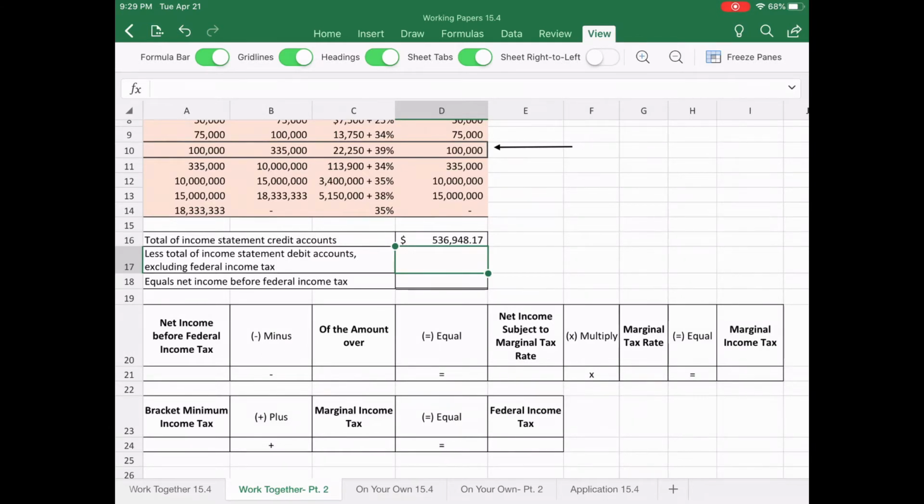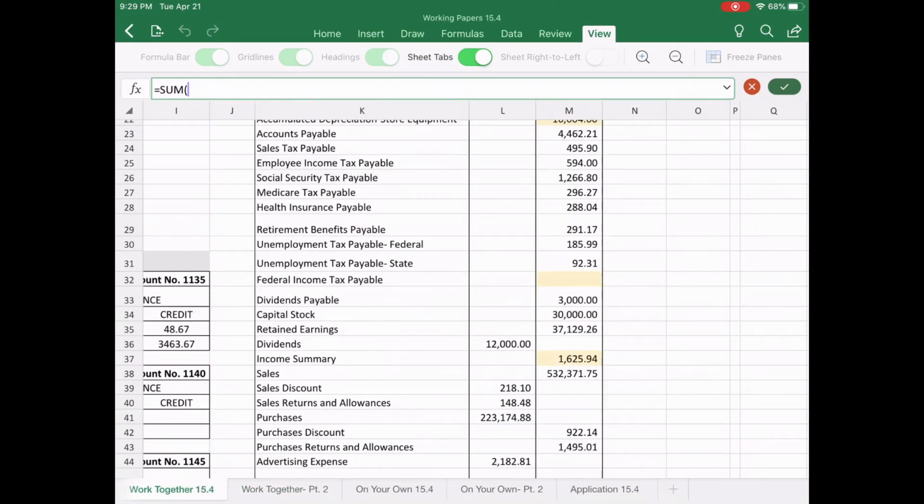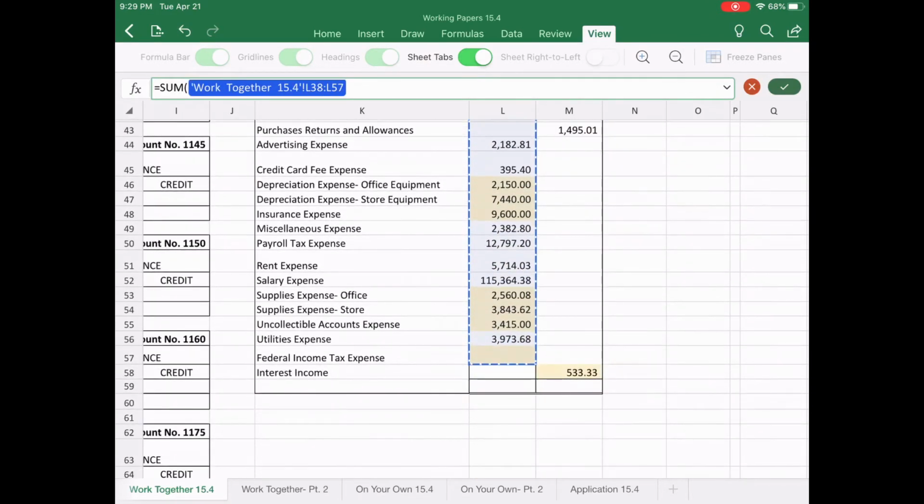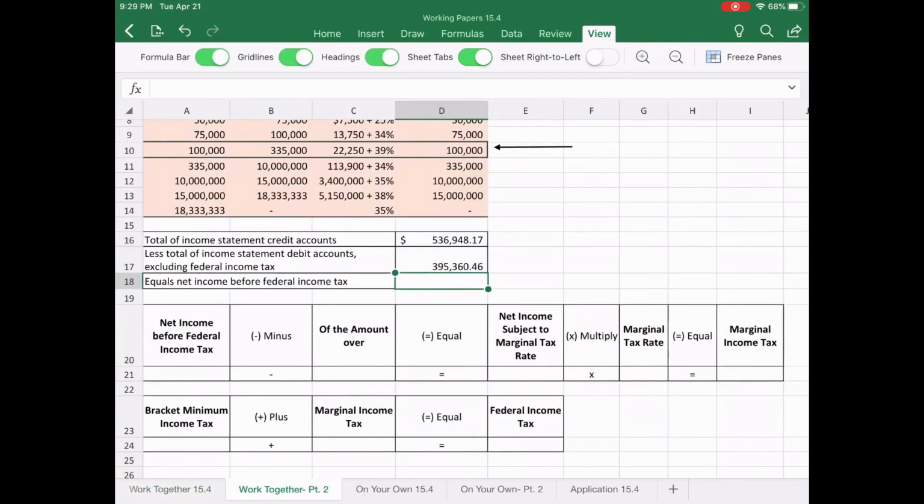Well, we haven't put the federal income tax amount in yet, so we can go ahead and do equals sum, go back to that worksheet part 1, all the income summary debit column. Okay, close it out. So 395,360.46. And then equals net income.